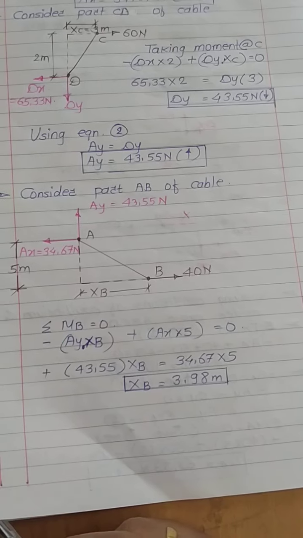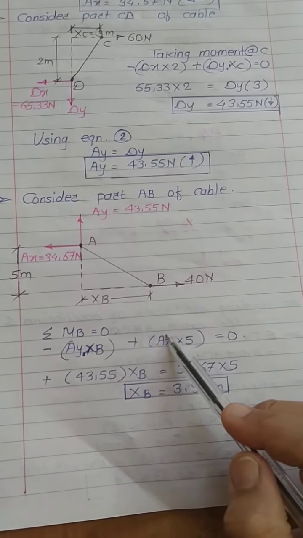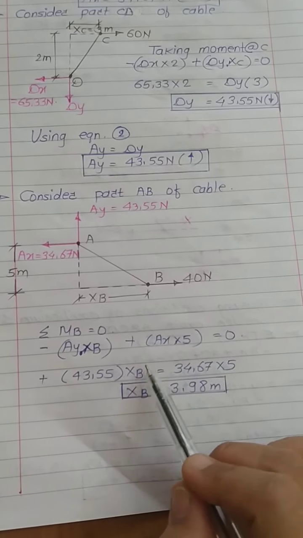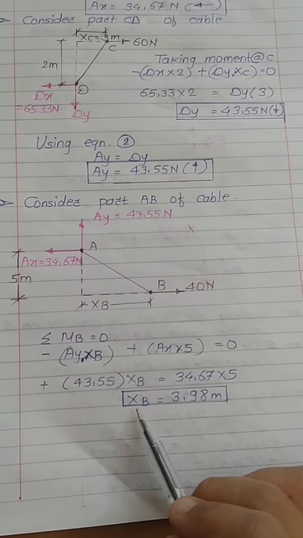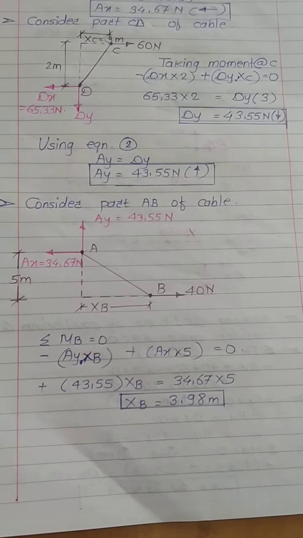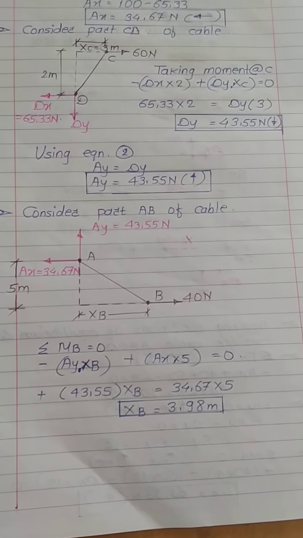Now in this equation I know value of AY, AX and this length. Unknown is XB. So by using this equation you will get sag at point B, which is XB, and it comes to be 3.98 meter. Hope you have understood this numerical. Thank you.